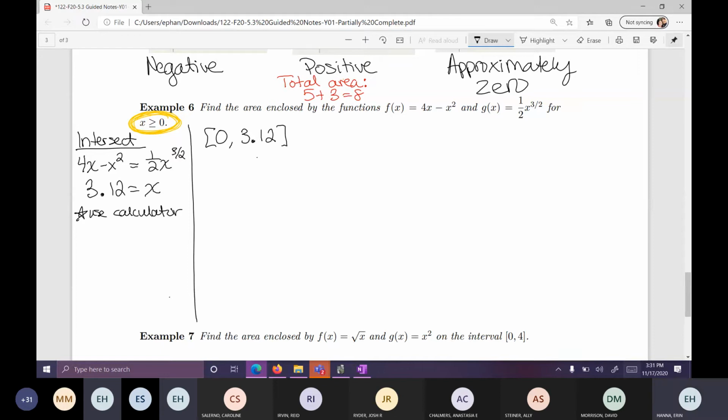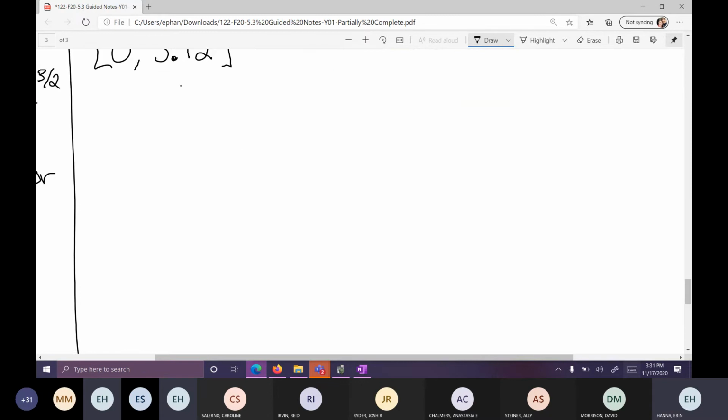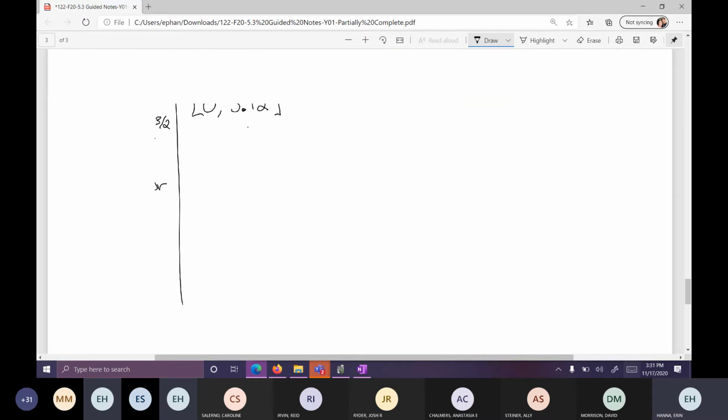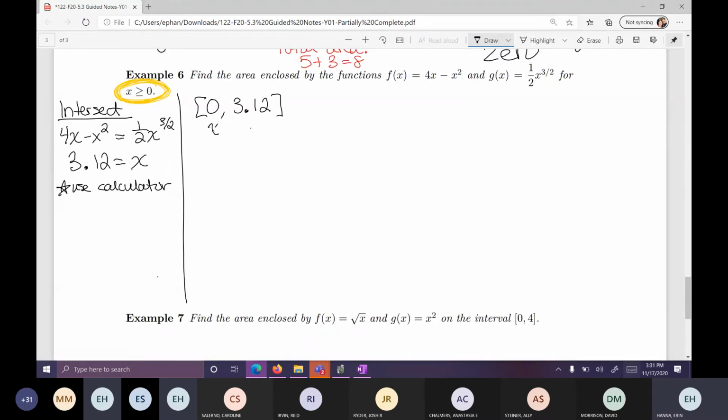And now I've kind of set myself up to do the algebraic way. So if I'm doing the algebraic way, I would pick a number. I'm going to pick a number between 0 and 3.12. So I'm going to pick 1 because that makes me happy. And I'm going to plug 1 into both functions.